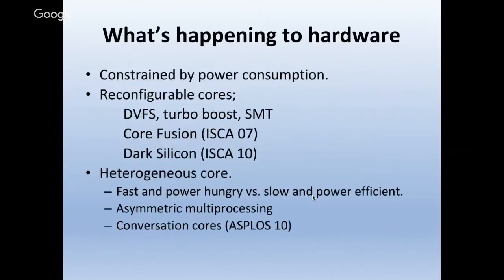So first, what's happening to hardware? Today we are mostly constrained by power consumption. This will bring us, for example, reconfigurable cores, which means we can dynamically change behavior. This is something we already do today, like DVFS, which stands for Dynamic Voltage and Frequency Scaling, and Turbo Boost and SMT. Also, there are some research techniques, such as core fusion, which allow us to fuse multiple physical cores into simpler, more powerful cores or split them up again.